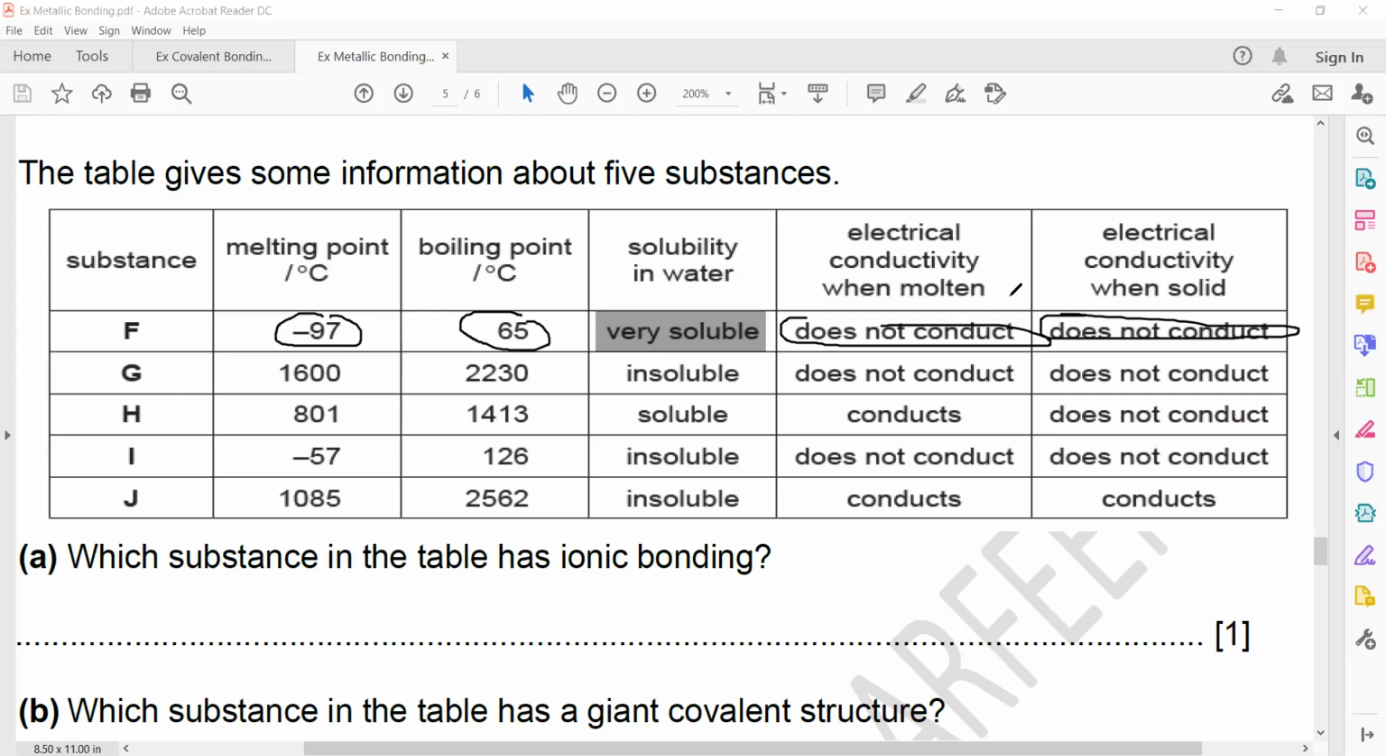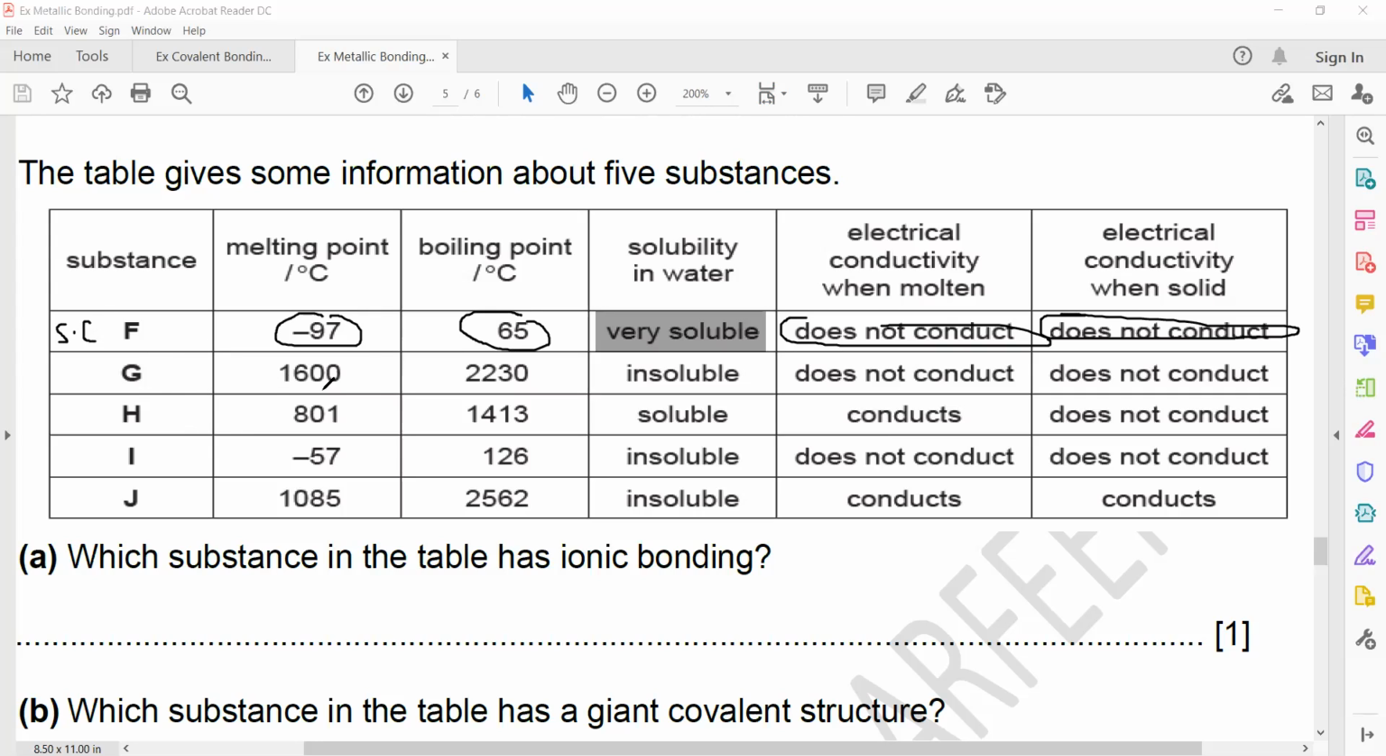What could be this compound? Ionic, covalent, or metallic? Because you have three options. Either it can be ionic, or covalent, or metallic. What could be F? Low melting and boiling point, soluble in water, does not conduct electricity in molten or in solid state. Which type of compound does not conduct electricity? So it is simple covalent or simple molecular. You can mention either. So this is simple covalent, I'm writing in short SC.